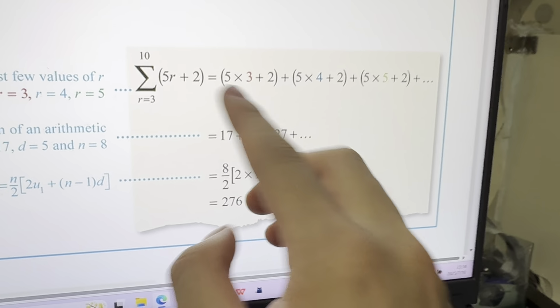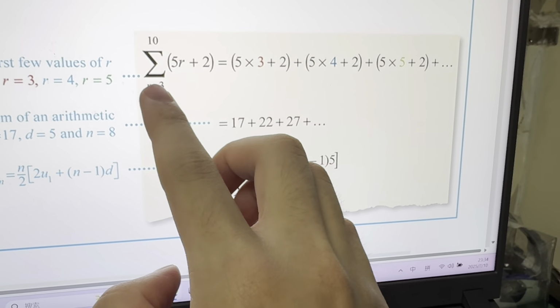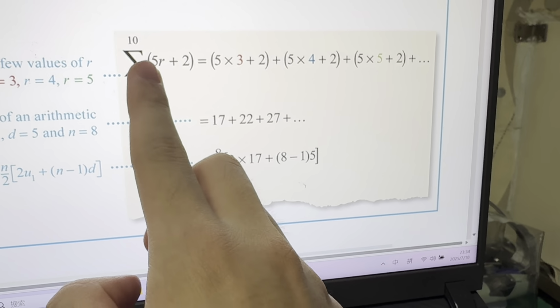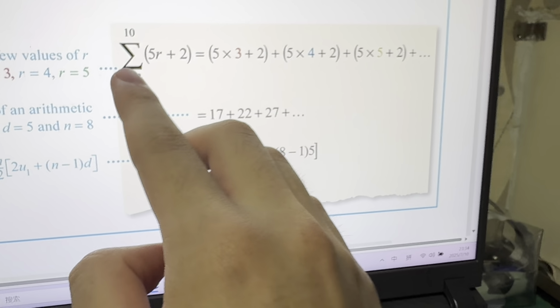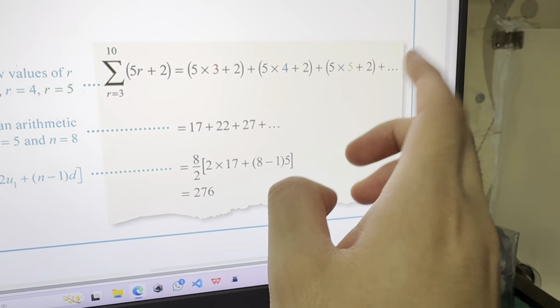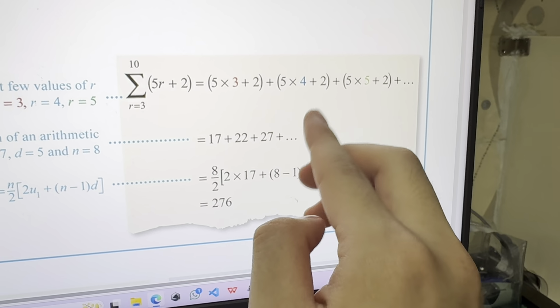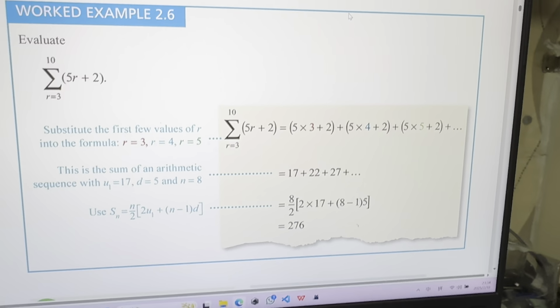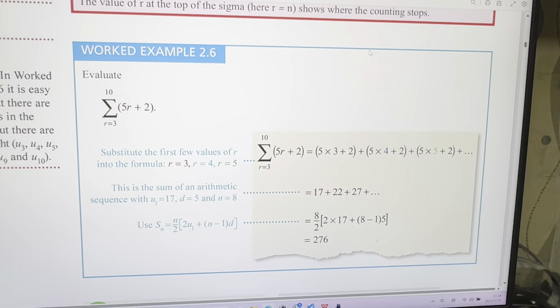You see, from 3 to 10, 5r plus 2, so the first term will be 5 times 3 plus 2, and the second term will be 5 times 4 plus 2, then count everything until 5 times 10 plus 2. If you guys don't understand it, I can just create many examples. Okay, let's create an example right now.